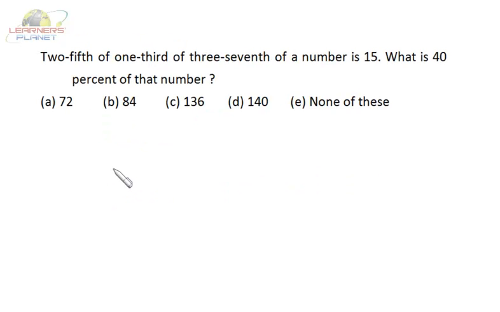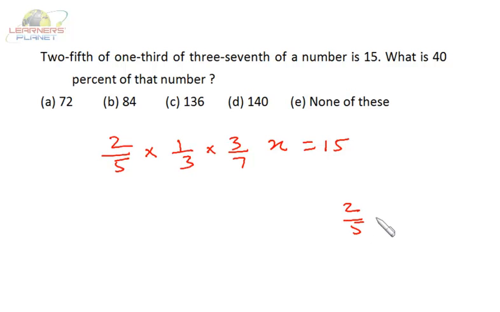Now let's see this question. 2/5 of 1/3 of 2/5 of 1/3 of 3/7 of x is 15. You have to find out 40% of x. That is, we have to find out 2/5 of x. Okay, so 2/5 of x we have to find out. So what will that be?